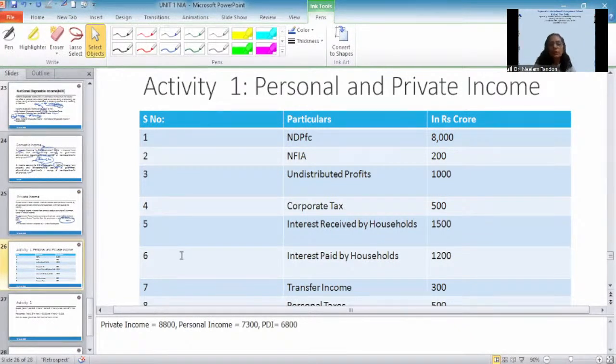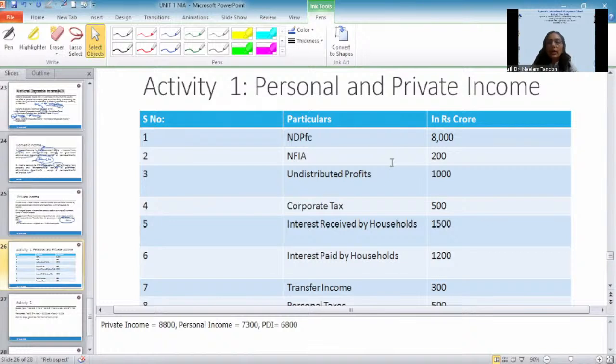Okay. So this is the question given to you. You can see here. I want you to work on it at your level and find out. Can you see my screen and all the figures here? So what is given to you? You have been given NDP at factor cost. What is NDP at factor cost? NDP at factor cost is net domestic product at factor cost.